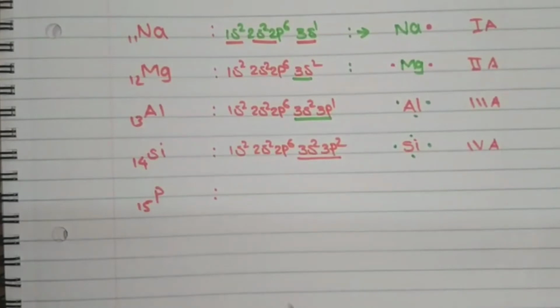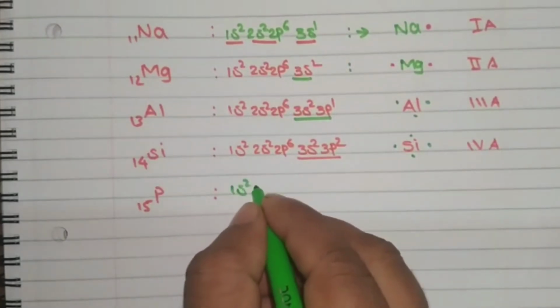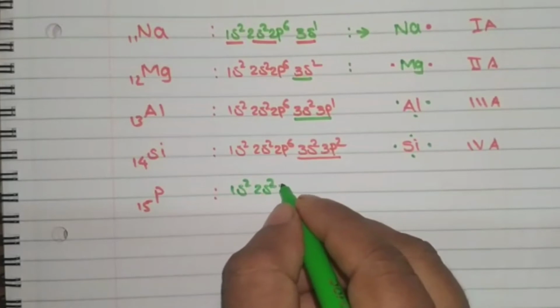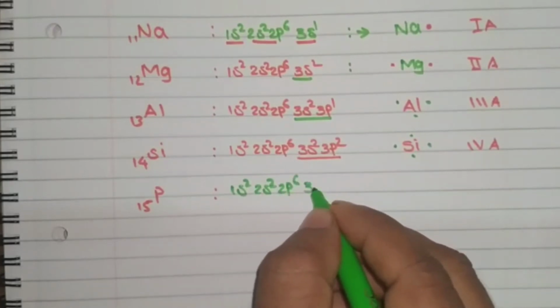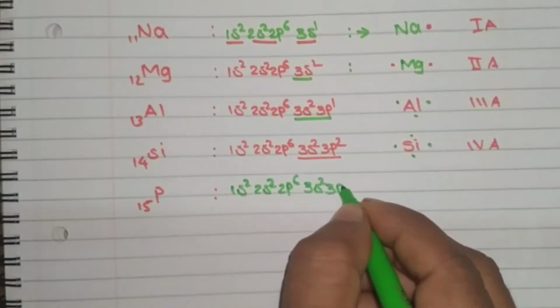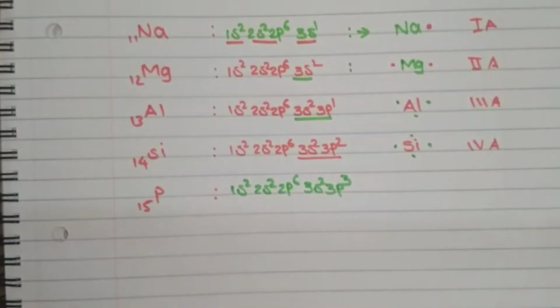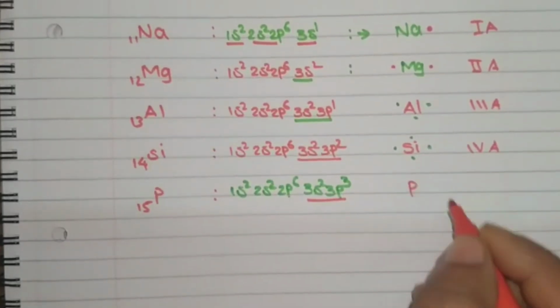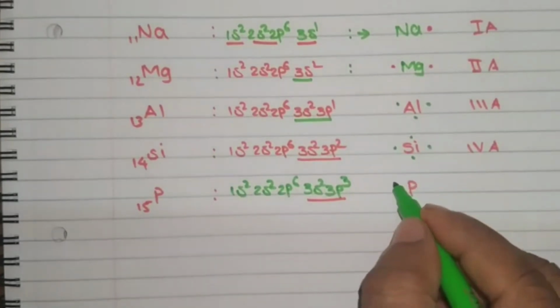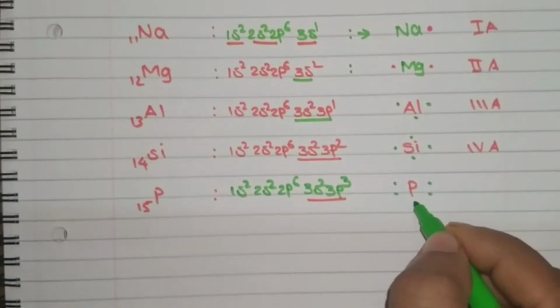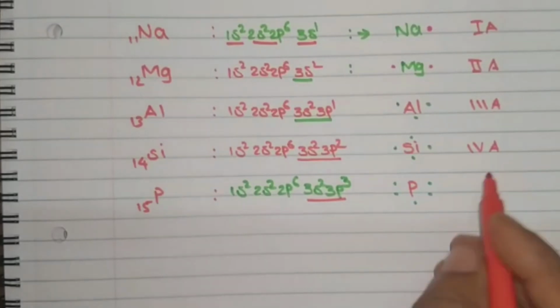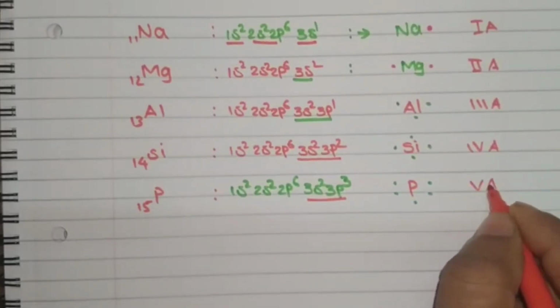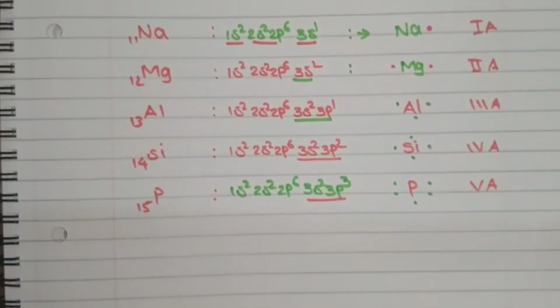One more: 1s2 2s2 2p6 3s2 3p3. It has 5 valence electrons, so for phosphorus we should keep 5 dots, 1 2 3 4 5. So which group? This is a 5A group, right? Based on this, you have to write some more elements. Right, let's see.